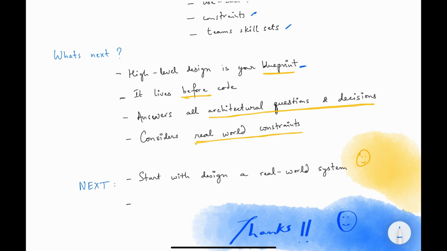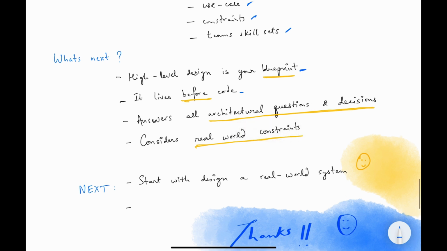Just to sum up quickly, high level design is always our blueprint. It's how the system will look, what components will be there, how they will talk to each other, and it lives before the code. Code comes later, this comes first. It should always answer our architectural questions and decisions, and most importantly, it considers real world constraints.